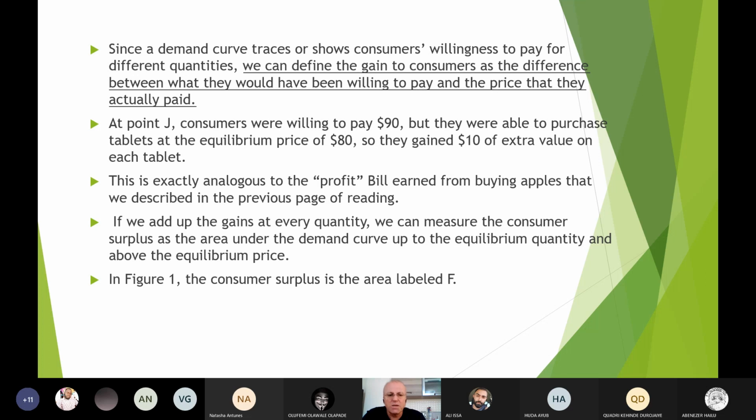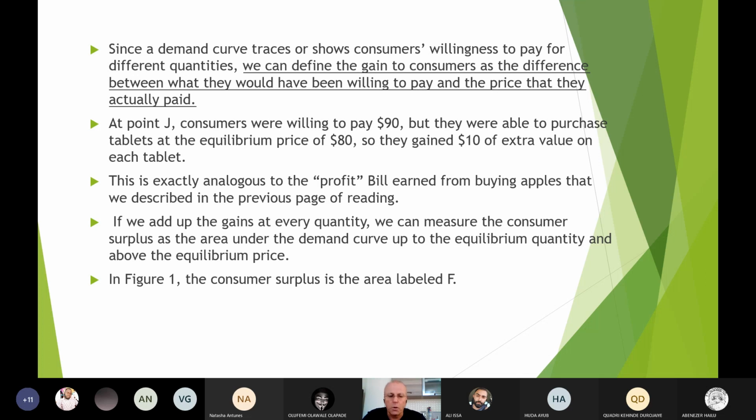At point J, as I mentioned to you, consumers are willing to pay $90, but they were able to purchase tablets at the equilibrium price of $80. So the gain here is $10. As you see, now the consumer surplus is enlarged because they were ready to pay $90, but as a result of this equilibrium price, it is reduced to $80. And now the consumer surplus is enlarged by $10.